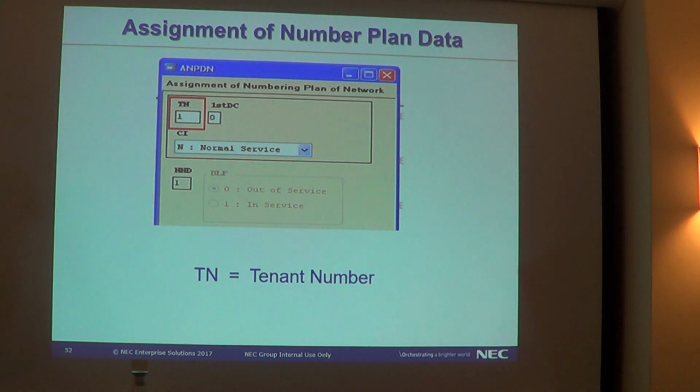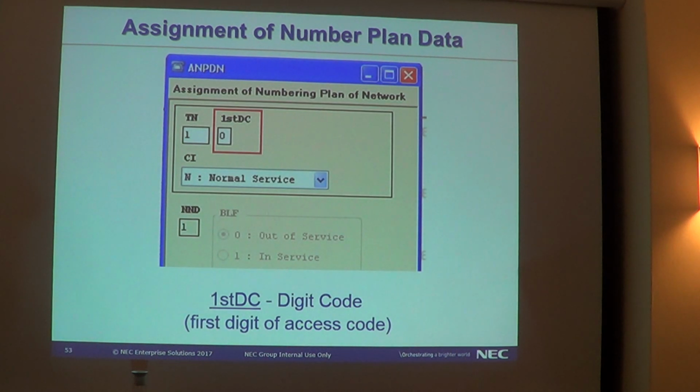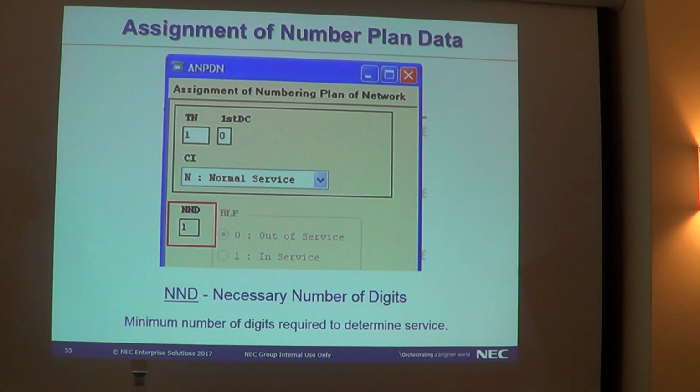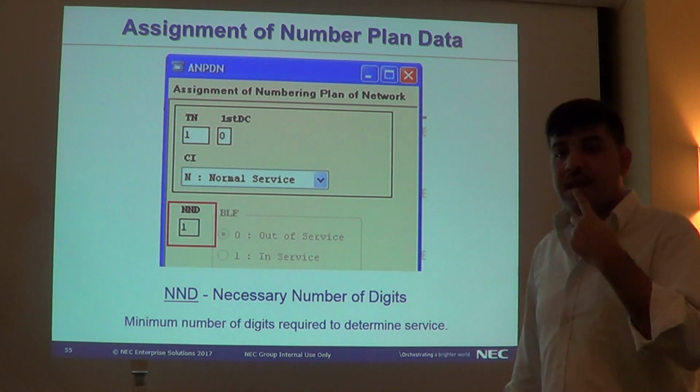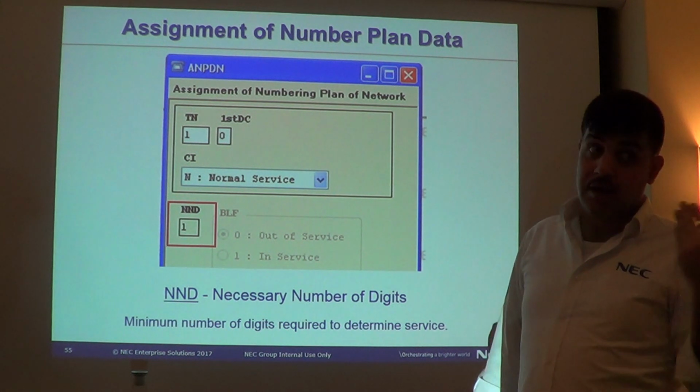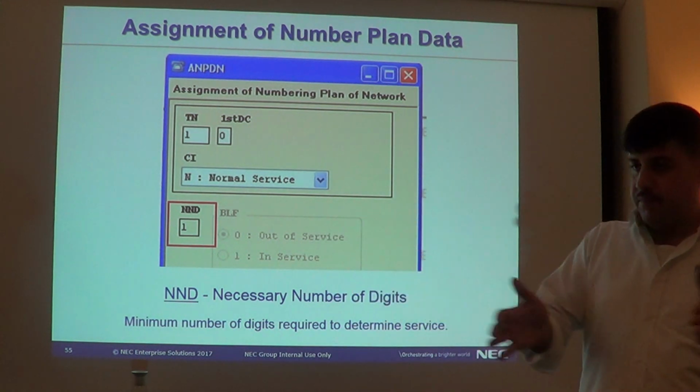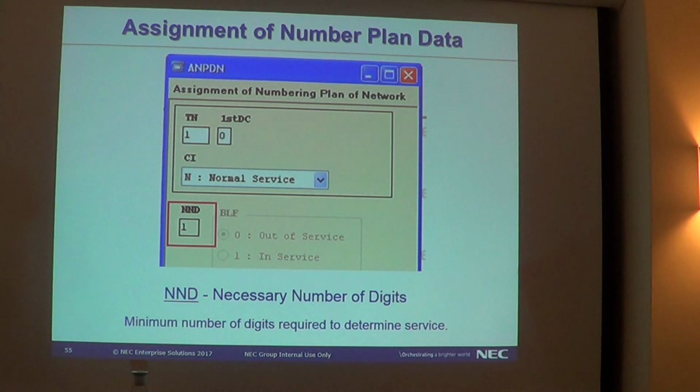Tenant number. Again, my access code 0 or 9 and normal, hooking, busy. And number of digits. This is again not the maximum, this is the minimum. That means I have extension 2000 and I have extension 220. So what's the minimum number of digits? 3 digits, not 4 digits. So here, in AMBDN, I'm deciding the minimum, not the maximum number of digits. Somewhere else, we decide the maximum number. But here, if I have a variable length of the leading digit, I have to set the minimum.